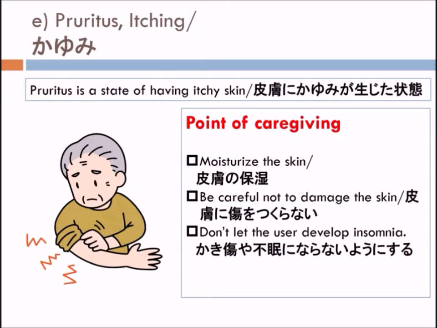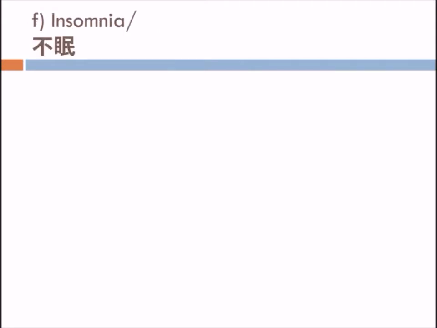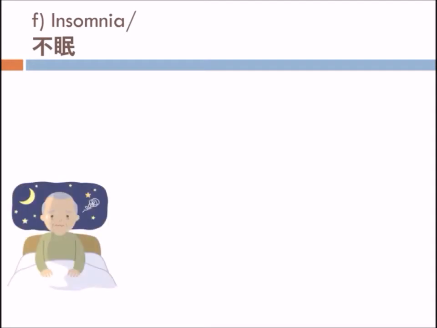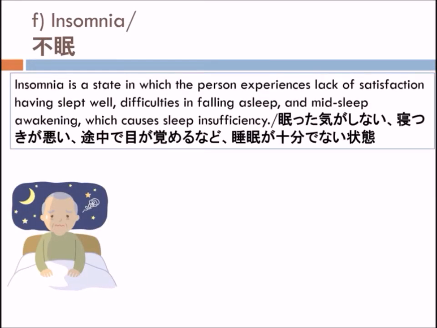Don't let the user develop insomnia, to avoid infectious disease. Insomnia is a state in which the person experiences lack of satisfaction with having slept well, difficulties in falling asleep, and mid-sleep awakening, which causes sleep insufficiency, caused by changes in sleep content, etc. Symptoms are frustration, fatigue, malaise, etc.